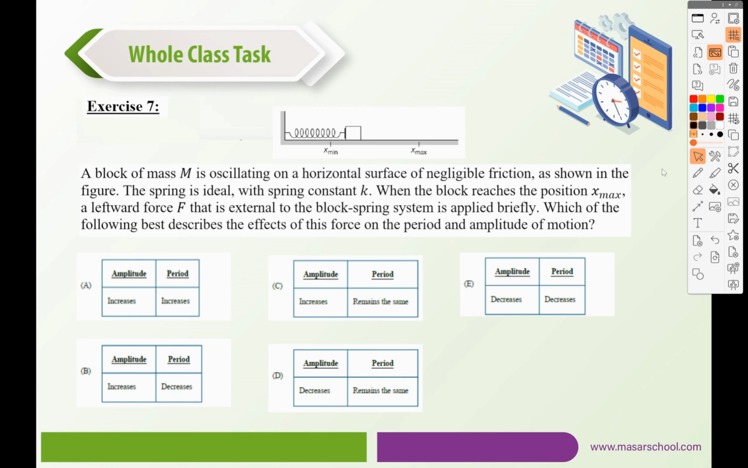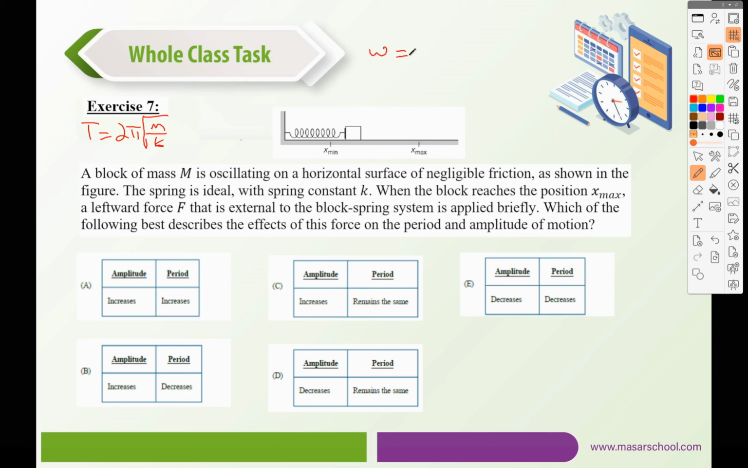Now, a block of mass m is oscillating on a horizontal surface of negligible friction as shown in the figure. The spring is ideal, which means it's governed by Hooke's law, and in particular the period is given by 2π square root of m over k, and the angular frequency is given by the square root of k over m, and they only depend on m and k.